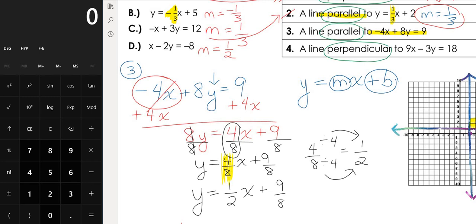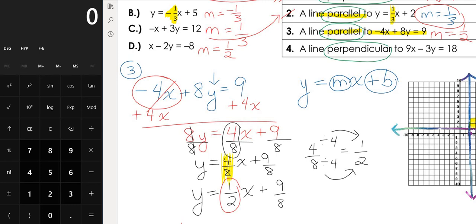So again, my slope is the coefficient to the x value. So my slope here is 1/2. So the question is really asking me, find something parallel to this line that has a slope of 1/2. Well, parallel means same slope, same slope. So I need to look at my choices A, B, C, or D and see if any of them have a slope of 1/2, the same as choice 3.